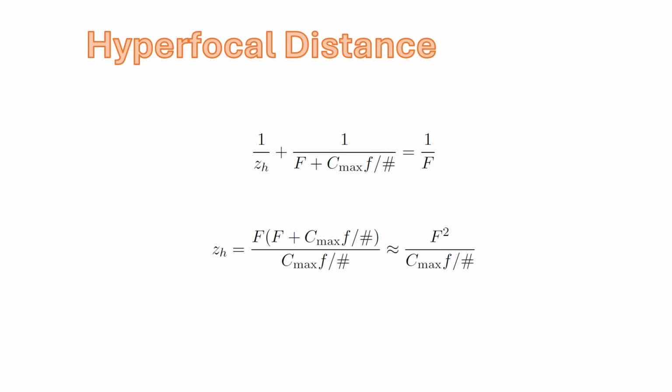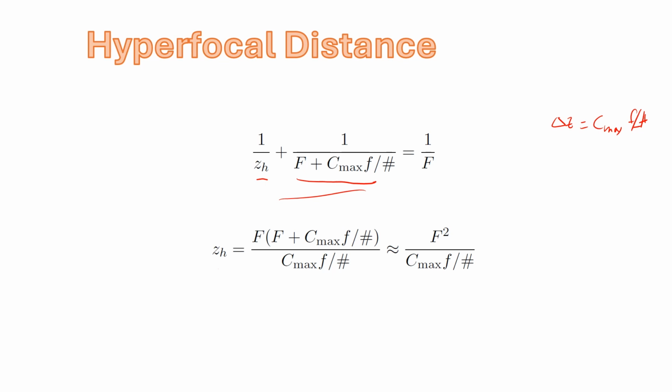Here's how we can solve for the value of the hyperfocal distance. We set z naught equal to the hyperfocal distance. Z sub i here is f plus c max f number. If z i is equal to f, then z naught would be equal to 0, and we'd be focused at infinity. Now we want to have the blur at f be equal to c max. And so delta z, the distance we are from the focal plane, is this c max f number. If we add that to f, that's our z i if we're focused at the hyperfocal distance. Now we can solve this equation for the hyperfocal distance, and we find the hyperfocal distance is roughly f squared divided by c max f number.